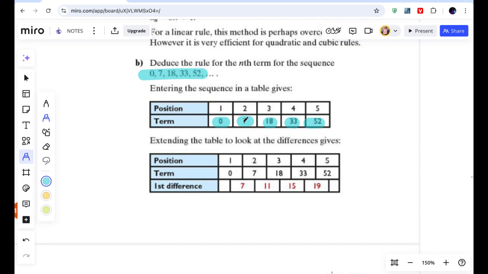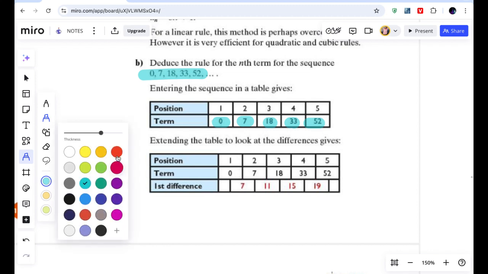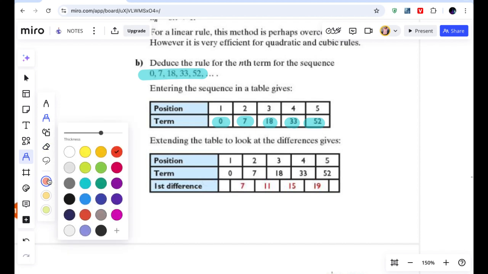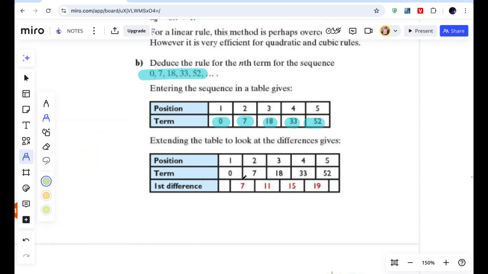What do you mean by first difference? 7 minus 0, second term minus first term. 7 minus 0, we get 7. That's how we got the first position. Now let's move ahead quickly. So we say 7 minus 0, we get this first difference. 18 minus 7, we get 11 as the difference.